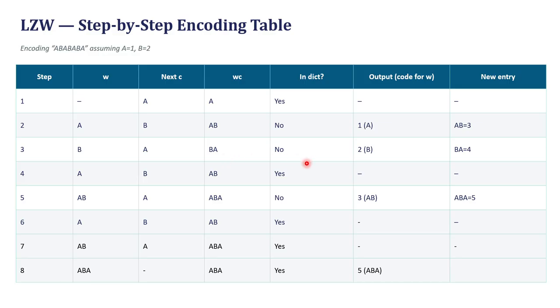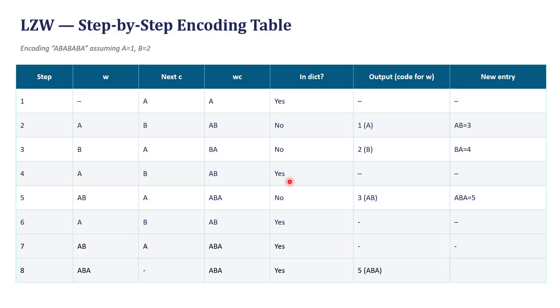Is it there in the dictionary? No. Again we repeat the three steps. What are the three steps? First of all, output the code for W. Make BA the new entry here. And the last step is whatever is my C value becomes the W value. I'm reading AB. I'm reading the next character as B. As you can see, I'm reading this B. Concatenation is AB.